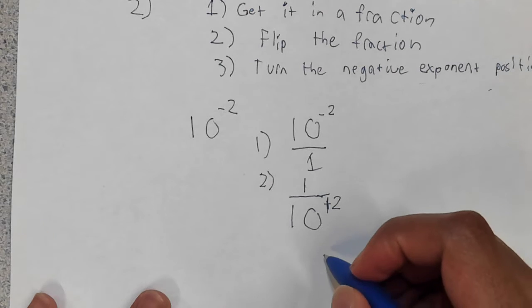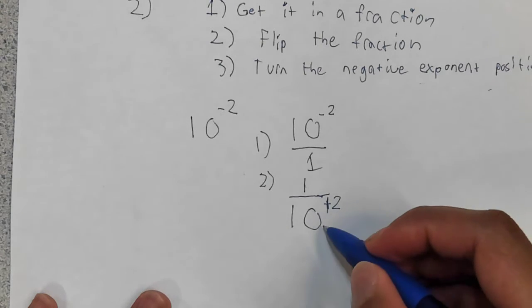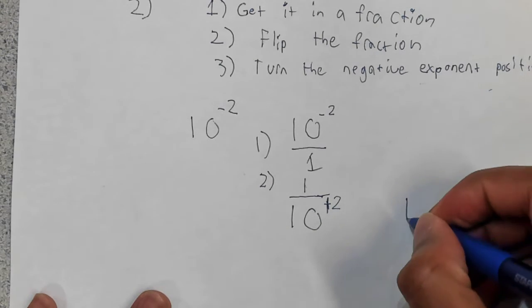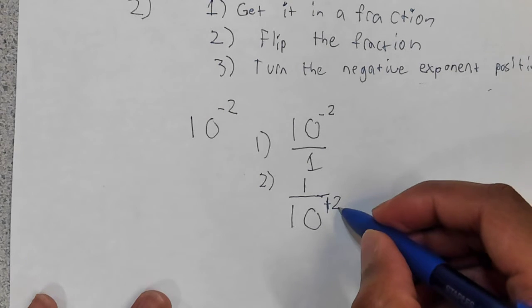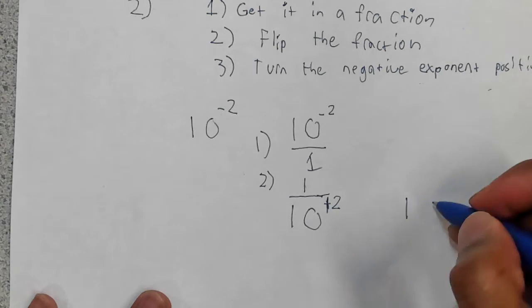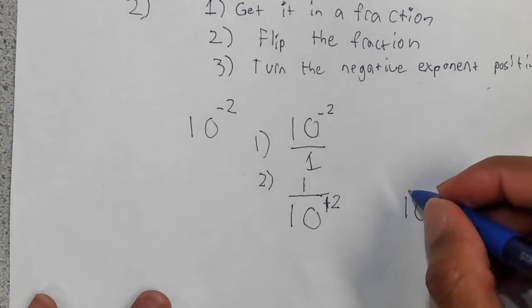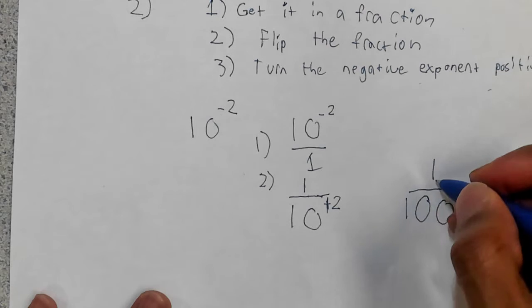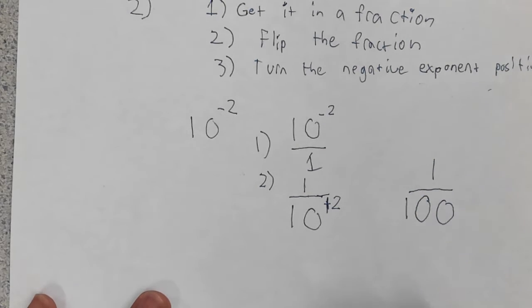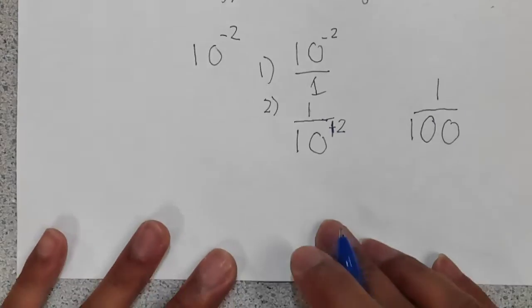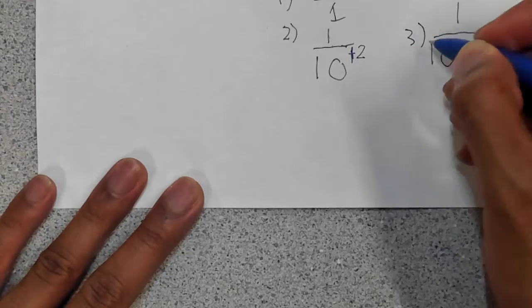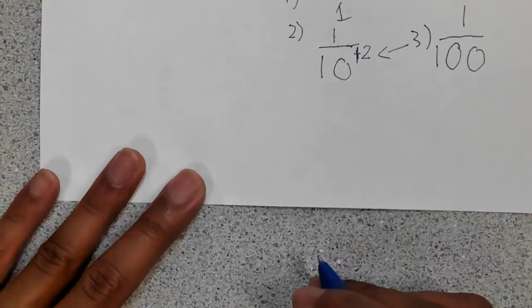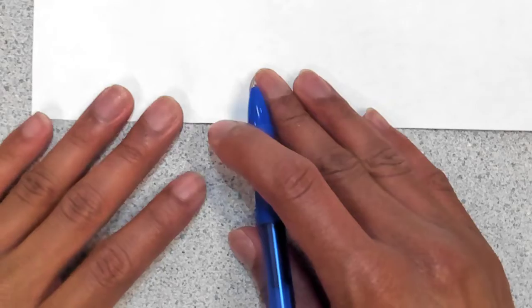Here's a quick trick. When you have 10 to any exponent, just write the 1 and a number of zeros after it equivalent to the exponent. So there's 2, so it's 2 zeros. So it's 1 over 100. It's that simple. So I'll demonstrate this one more time. This was your step 3.